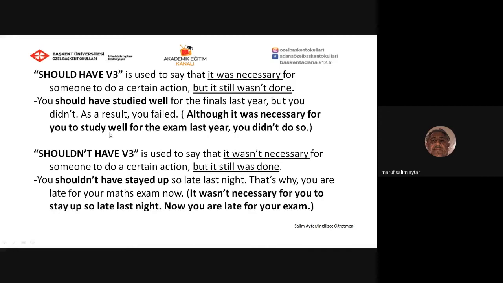Shouldn't have verb 3 is used to say that it wasn't necessary for someone to do a certain action, but it still was done. Like the example here, you shouldn't have stayed up so late last night, but you did. You stayed up late. That's why you are late for your math exam now. It wasn't necessary for you to stay up so late last night. Now you are late for your exam.